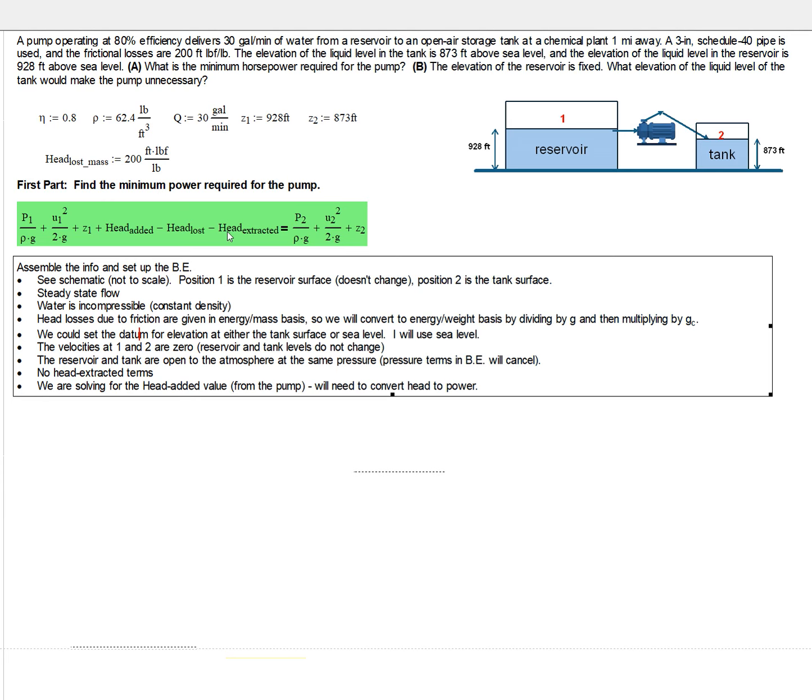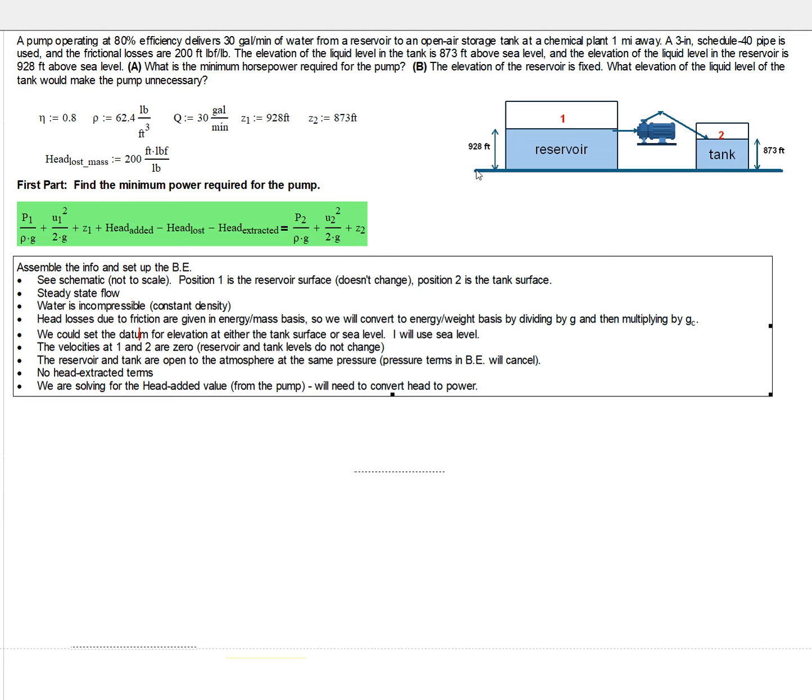What about the velocities? Velocity at position 1, that's the surface of the reservoir. Is that going to change? No, and even if it did, it would be so slow that it's not going to matter. So velocity head at position 1 is going to be 0. What about velocity head at position 2? That's also going to be 0 because, again, this level is going to be relatively constant and barely change at all.